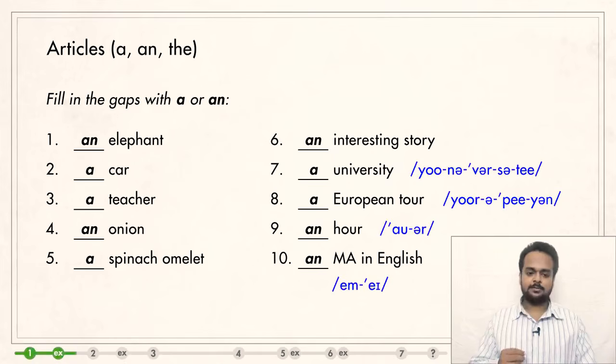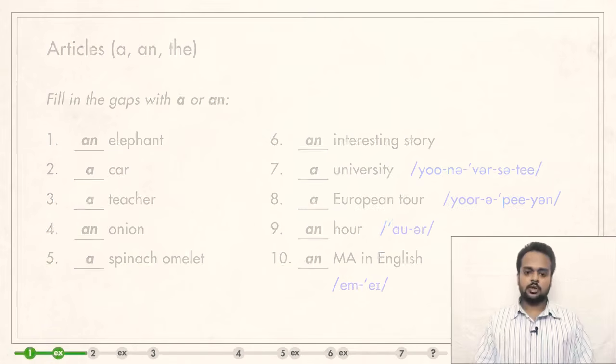In number 9, the spelling has an H at the start, but that H is silent. We don't say hour with an h, we say hour. The first sound is an ow sound, which is a vowel sound, so this is an hour. In the same way, in number 10, we say MA. M starts with an eh sound, which is again a vowel sound, so an MA in English.